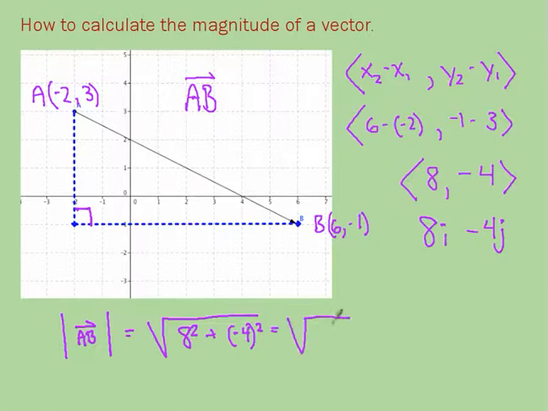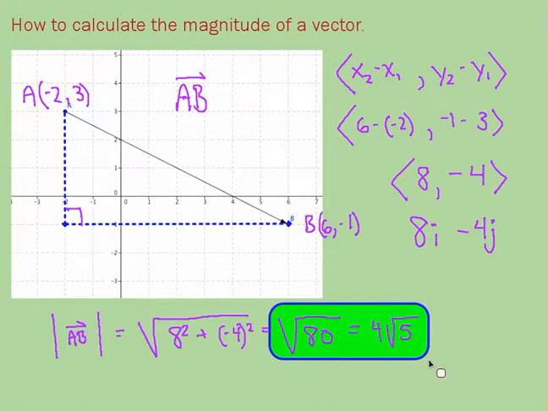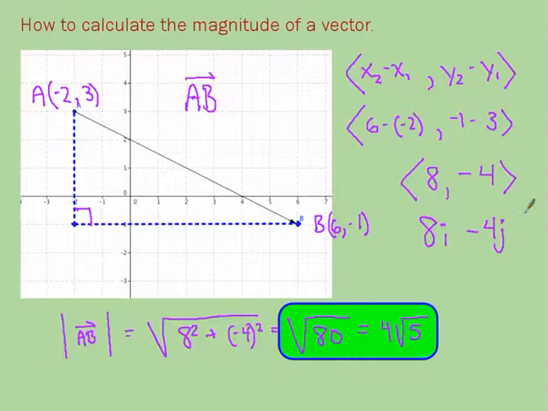I know you can all do this in your head. That's going to be 64, and that's going to be 16. 64 plus 16 is 80. So the magnitude of my vector here is the square root of 80. If we want to simplify that radical, I believe that'll be 4 root 5, which is almost 9, because the square root of 81 is 9, so the square root of 80 is almost 9. So there we have our magnitude. All it is is using the Pythagorean theorem.